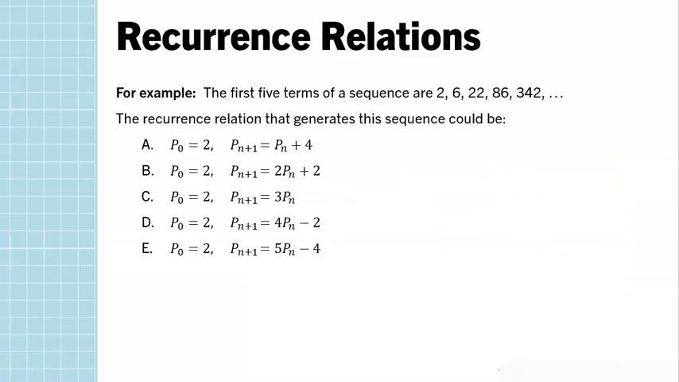This next example, we're now given a set of terms or a sequence and asked to identify which is the recurrence relation that would best suit these terms. So the first 5 terms given are 2, 6, 22, 86, sorry, 342. And one of the first things I would be looking for is I can see that sequence is changing by various amounts each time. So it's not a constant change. So I can knock out option A because I'm not just adding 4 every time.